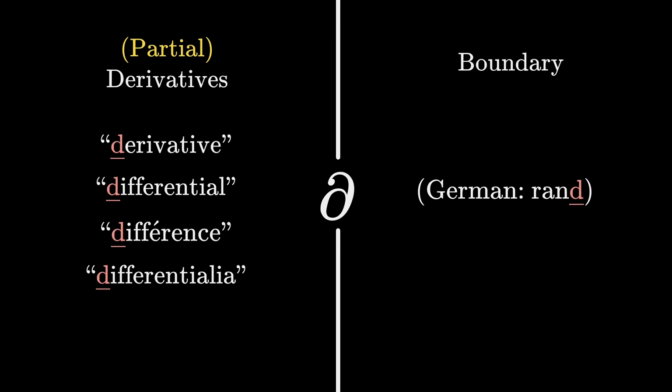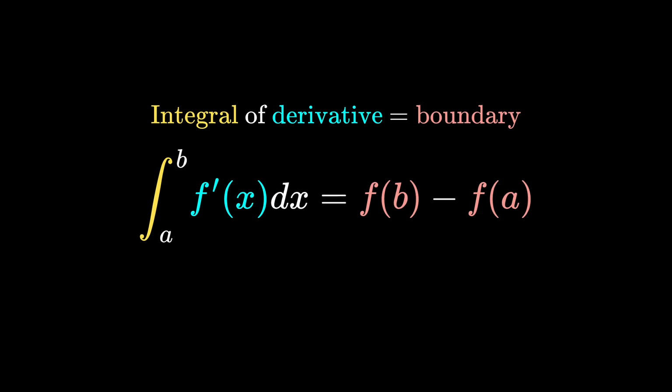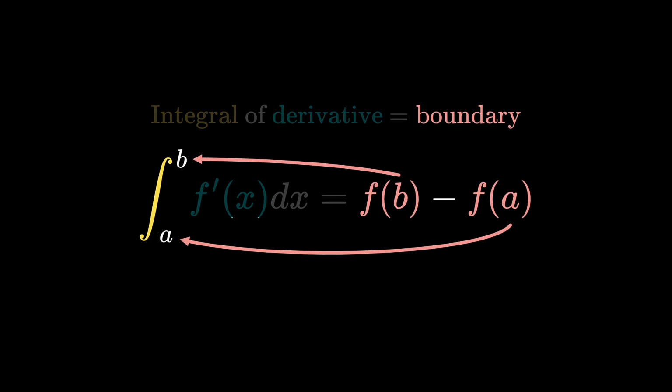We can see this from a one-dimensional integral. Schematically, the integral of a derivative equals the values at the boundary. Here, the boundary is a and b, the endpoints of the interval we are integrating over.